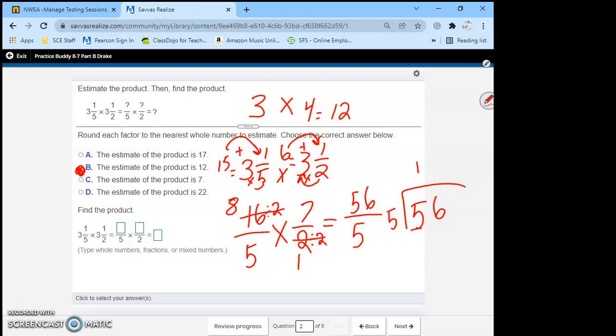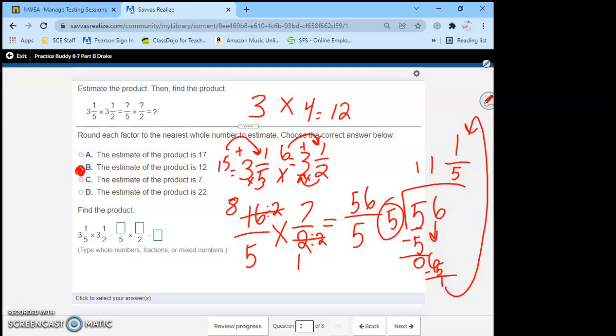5 will go into 5 one time. 1 times 5 is 5. We subtract, we're left with 0. Bring down our 6. 5 will go into 6 one time. 1 times 5 is 5. Subtract, we're left with 1. Our remainder, we draw our fraction line. The 1 goes up top. On the bottom, it's what we divided by, or our original denominator, which is 5. So our answer is 11 1/5.